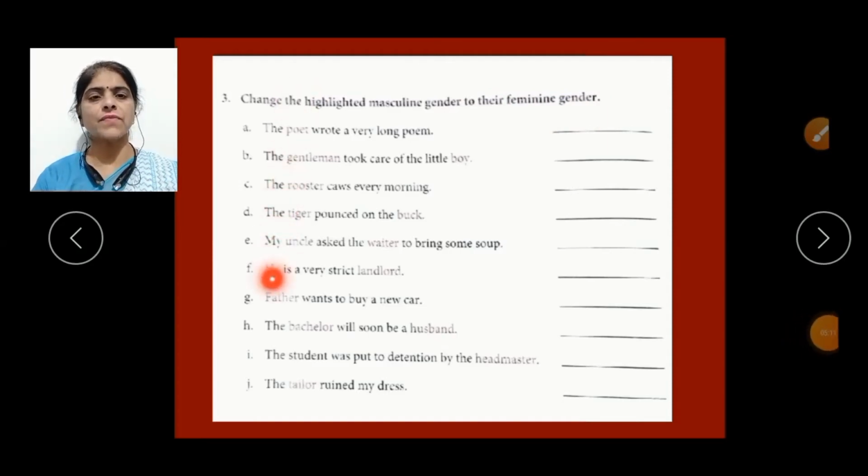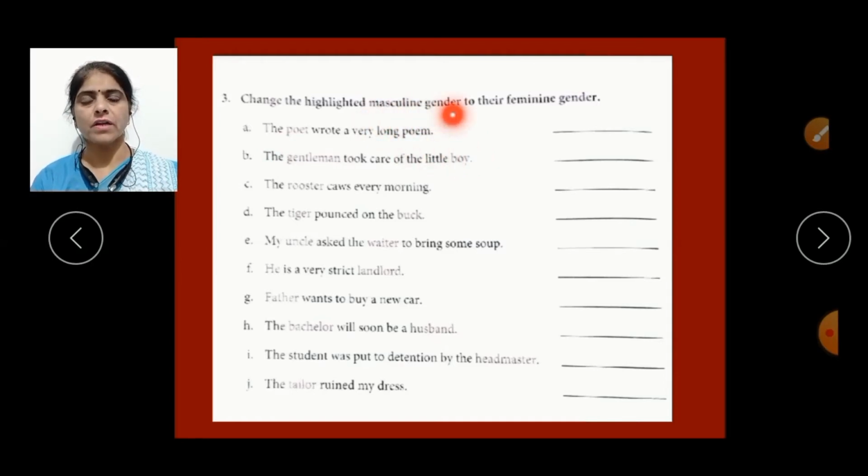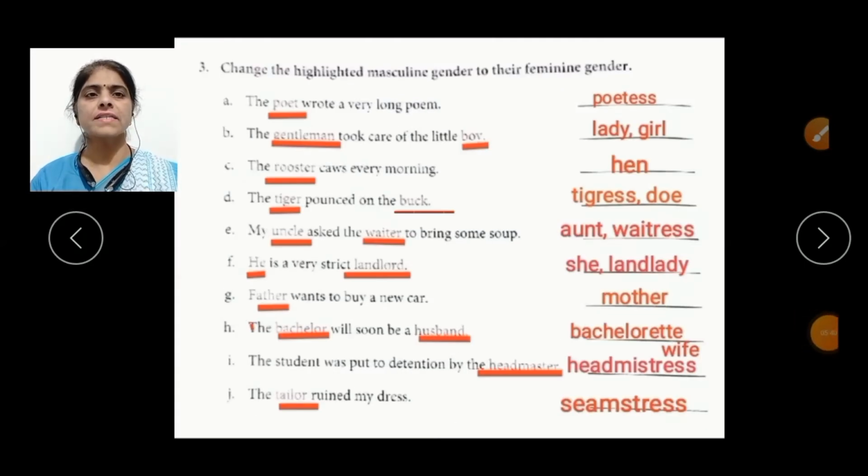In this exercise, we have 10 sentences and each sentence has one or two masculine genders which we have to change to their feminine gender. As the exercise is already completed, let's have the completed exercise on the next slide. Here in the first sentence, the poet wrote a very long poem. In this sentence, poet belongs to masculine gender and the feminine gender of it will be poetess.